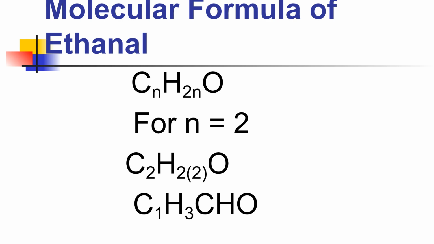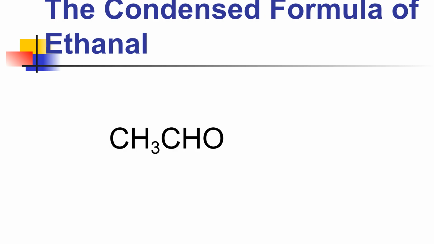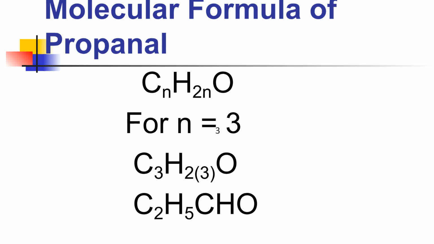Moving to ethanal, where n equals 2, the molecular formula is C2H4O, or CH3CHO. Here is the molecular structure of ethanal. The condensed formula for ethanal is CH3CHO.